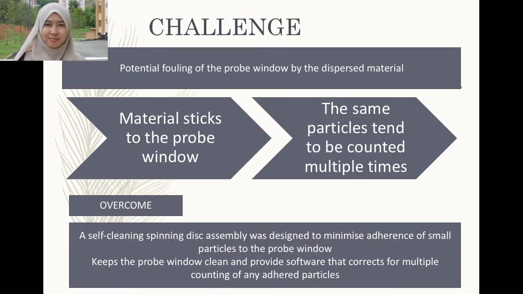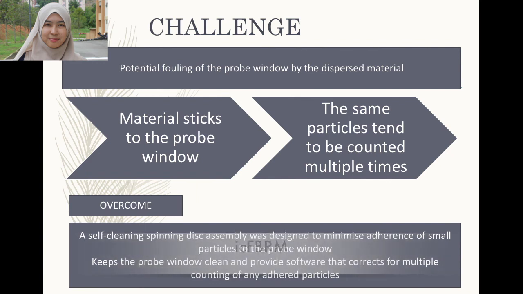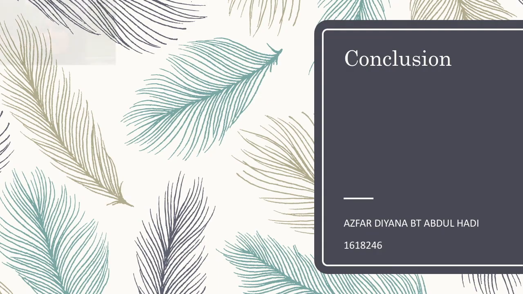On the other hand, the major challenge of FBRM probe system is potential fouling of the probe window by the dispersed material. If material sticks to the probe window, the same particles tend to be counted multiple times. To counter this problem, a self-cleaning spinning disk assembly was designed to minimize adherence of small particles to the probe window. The Mettler Toledo FBRM C35 probe and iC FBRM software have overcome this issue by including a scraper unit that keeps the probe window clean and provides software that corrects for multiple counting of any adhered particles.